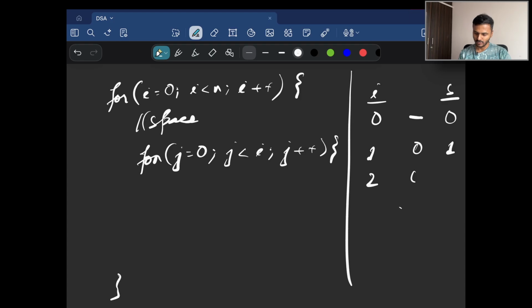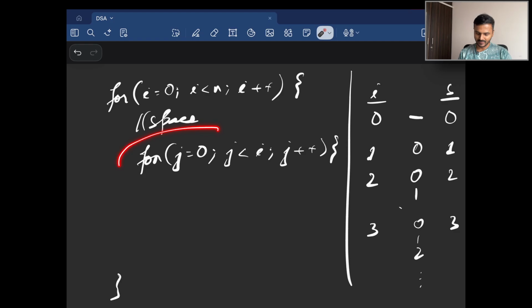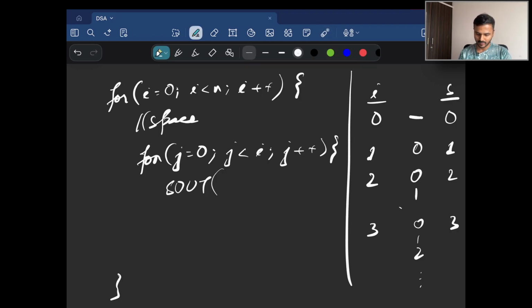Then when I is 2, j will start from 0 and go all the way up to 1, right? Because this is j less than I. So here we'll print two spaces. Then when I is 3, it will be 0, 1, 2. So three spaces and so on, which means this loop seems fine to achieve what we are trying to, that is printing the required number of spaces. Now, all that we will have to do is put a system.out.print here and just print a space, right?